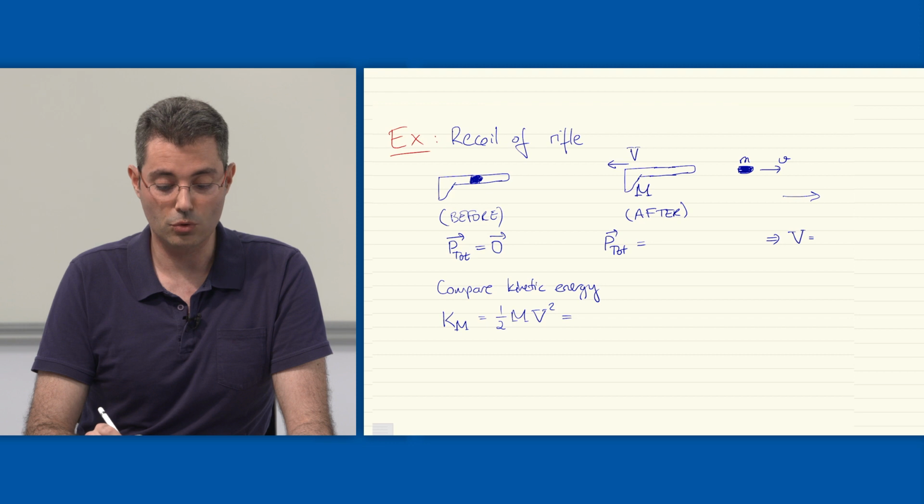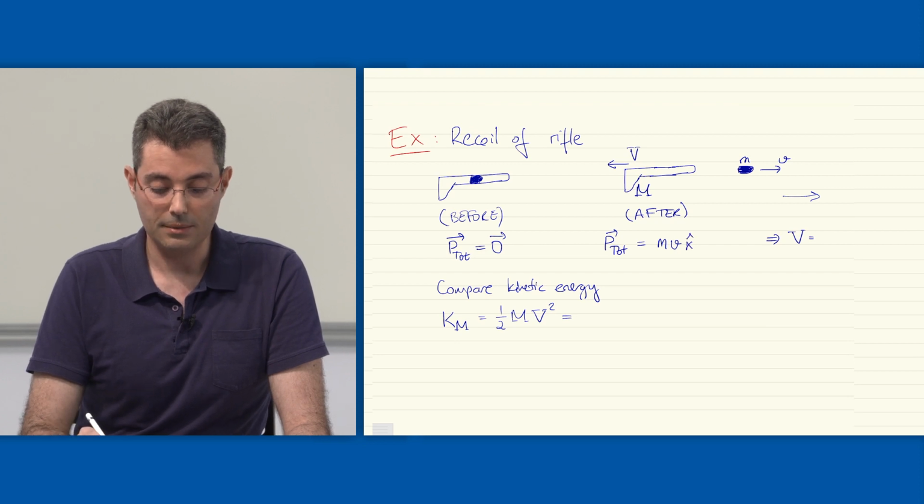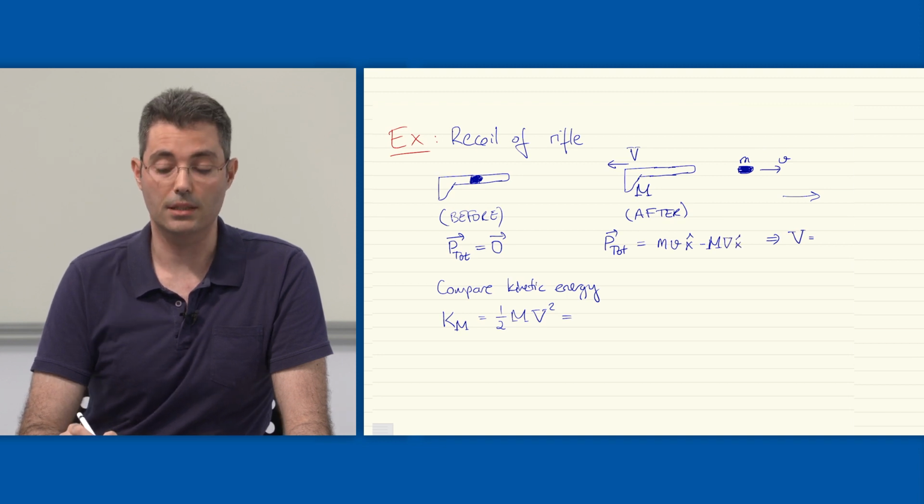Let us therefore write the total momentum after the collision. So this is going to be simply mass times the velocity of the bullet, which is moving in the x direction, and then plus the momentum of the rifle, which is moving in the negative x direction. So let me write its momentum as capital M, capital V in the negative x direction.